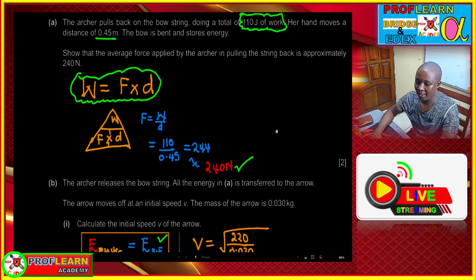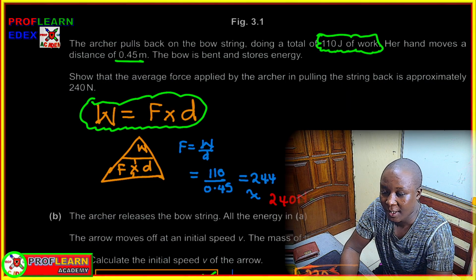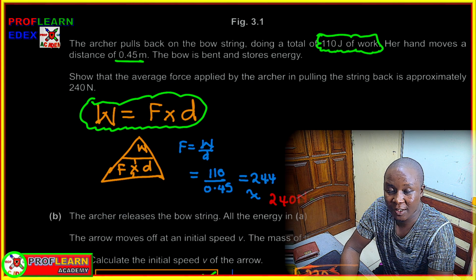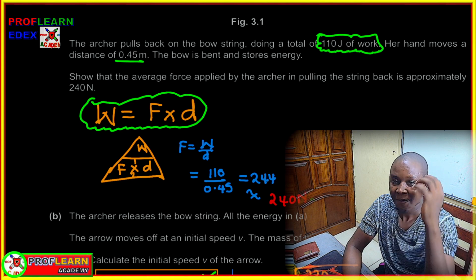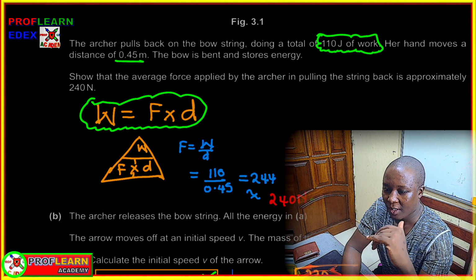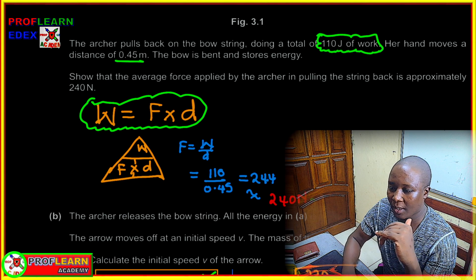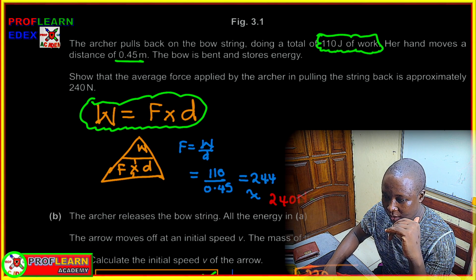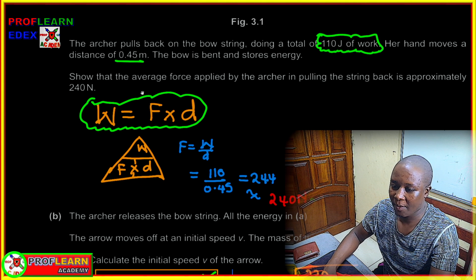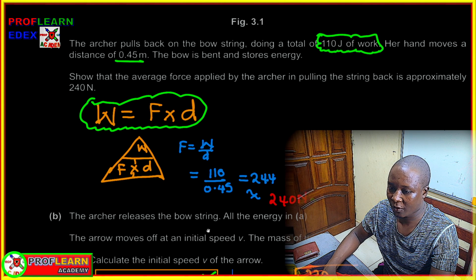But for you to work out the average force, you need to understand the formula that is used to calculate work. Work is equal to force times distance. If you rearrange the formula, you are going to have that force is equal to work divided by distance. Now, in this case, we have the work done to be 110 joules, which is well stated here, and then we have the total distance that was moved, which was 0.45.